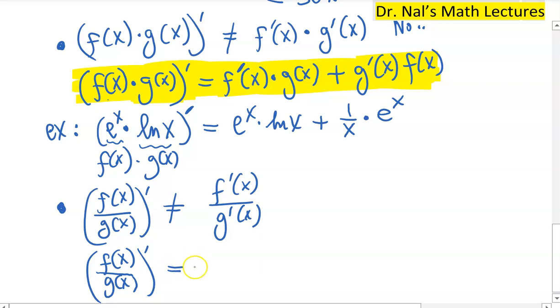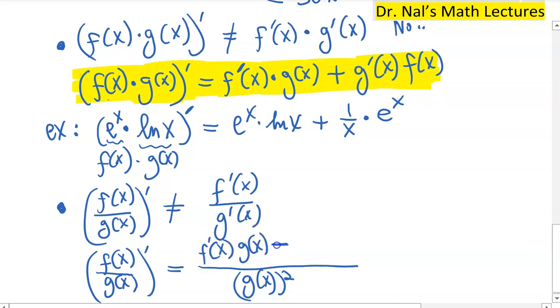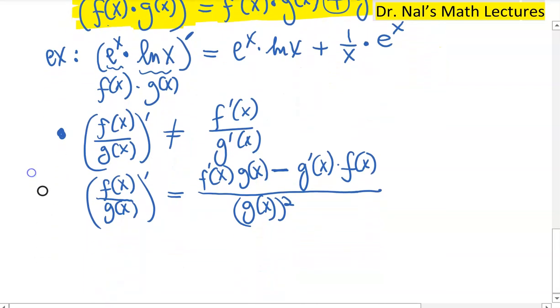So it turns out we draw a long division sign, g of x squared in the denominator, and in the numerator it goes like this: the derivative of the first function times the second function minus, now this one was a plus, remember that one is a minus, the derivative of the denominator times the numerator, just the function itself. And that's pretty much it. So this is the quotient rule, the correct rule. Maybe I should go ahead and highlight this as well.